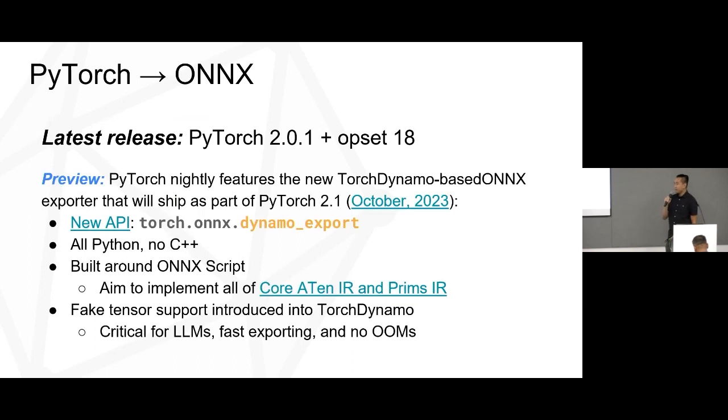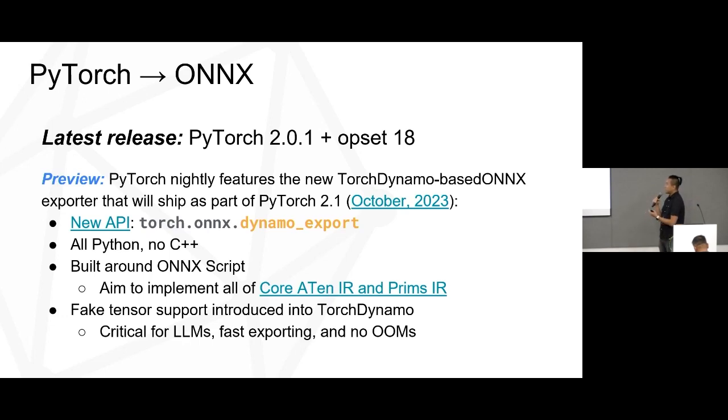So the first update we have here is the PyTorch to ONNX converter. The latest release for PyTorch to ONNX is PyTorch 2.0.1, and it supports ONNX models up to opset 18. There is a very new and exciting preview feature for PyTorch, where there's a new Torch Dynamo-based ONNX exporter that will ship officially as part of PyTorch 2.1. And with the Torch Dynamo-based ONNX exporter, there's a new API called torch.onnx.dynamo_export that you could actually use right now with the nightly builds.